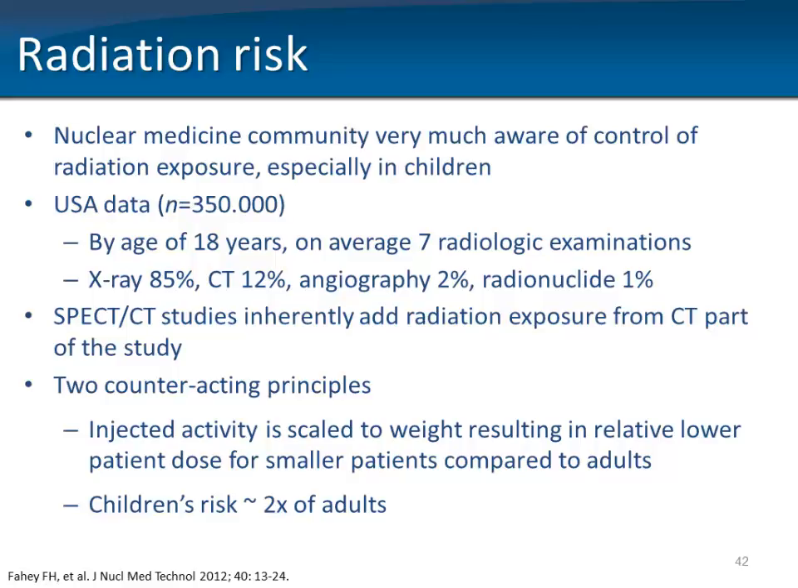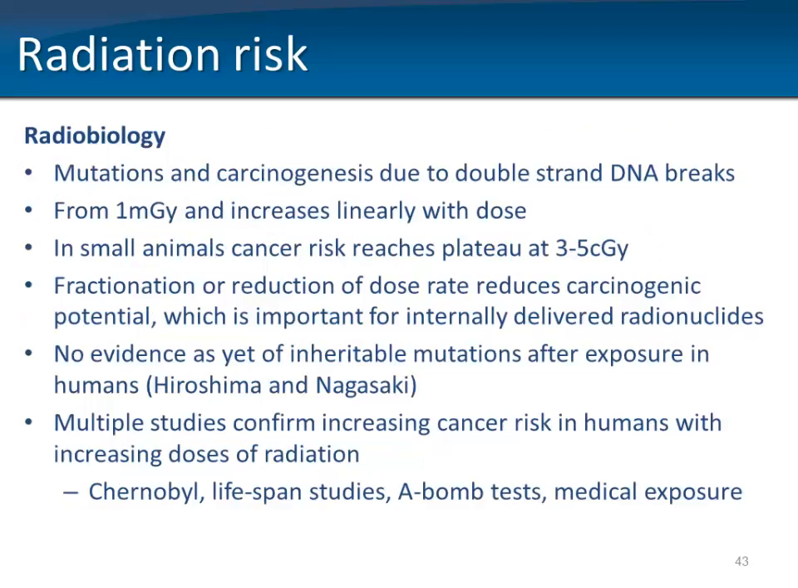Nevertheless, as I told you, when we start doing SPECT-CT, we are moving up to the CT part, so we are adding dose to these patients. And there, two principles compensate each other to some extent. First of all, we scale the activity to the weight of the child, and this results in a relatively lower patient dose for smaller patients compared to adults. Unfortunately for us, the risk of children to develop cancer after radiation exposure is approximately twice that of an adult. So these are two counteracting principles.